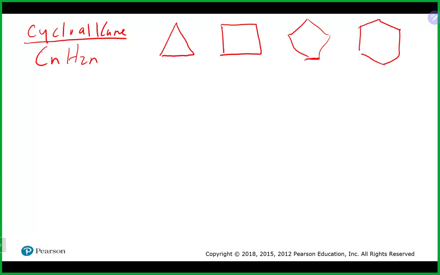And pretty much with these, all we do is just add cyclo to the beginning of the name. So this would be 1, 2, and 3 carbons. That again is based off of propane. So this would be cyclopropane. This has 1, 2, 3, 4 carbons. That would be cyclobutane. That has 5 carbons, 1, 2, 3, 4, and 5.